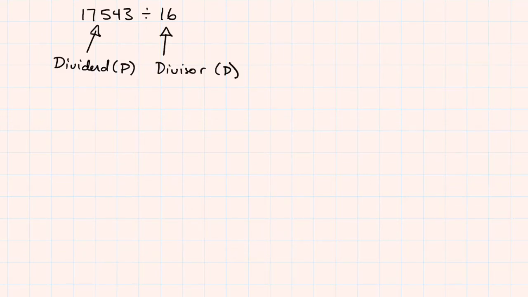The symbol for dividend is P. The symbol for divisor is usually a D. So setting this up, the 16 goes outside, and then we've got our division symbol, and underneath the division symbol is the 17,543. First step: because 16 is 2 digits, I usually look at the first 2 digits, which in this case under the symbol is 17.